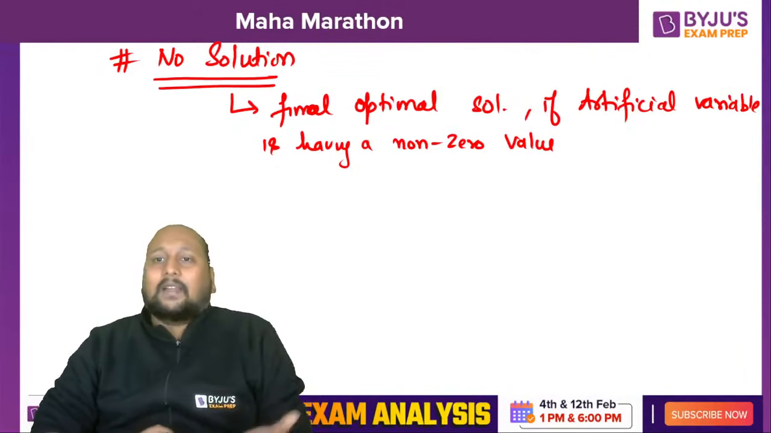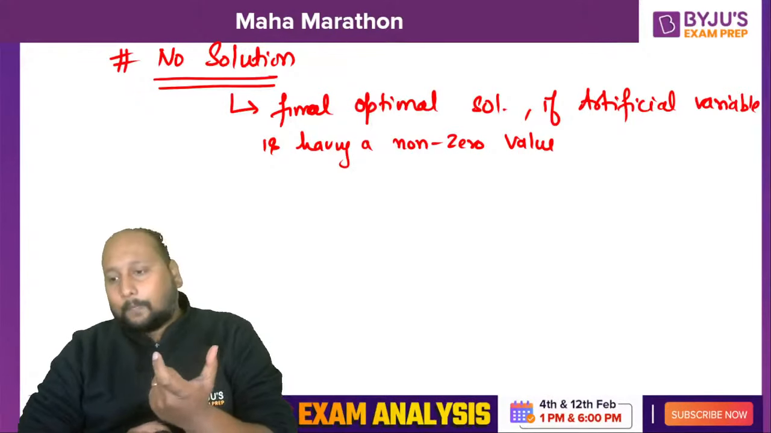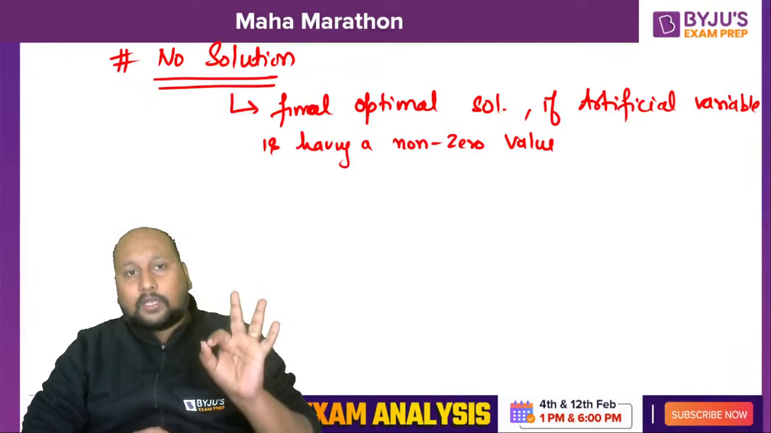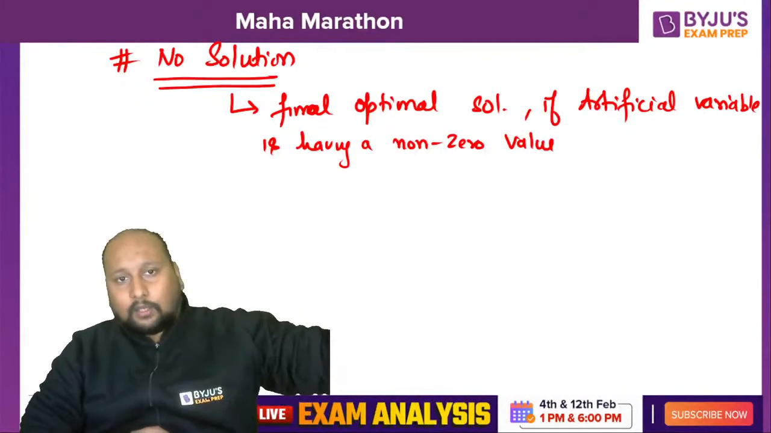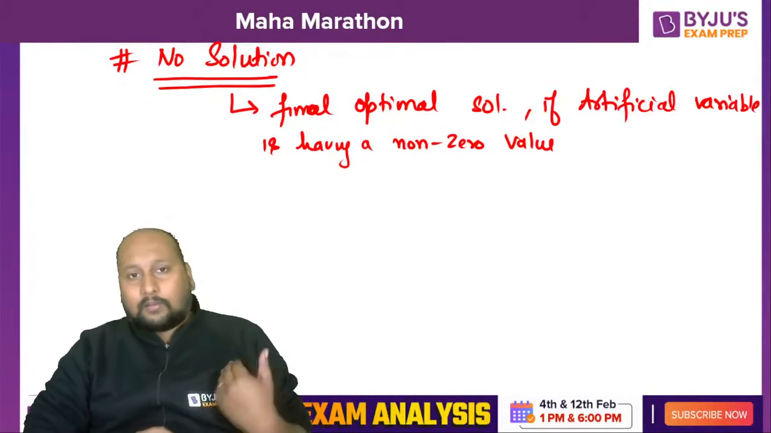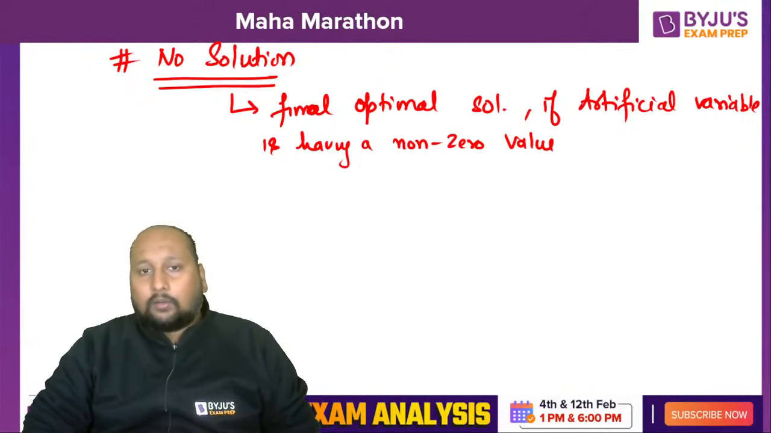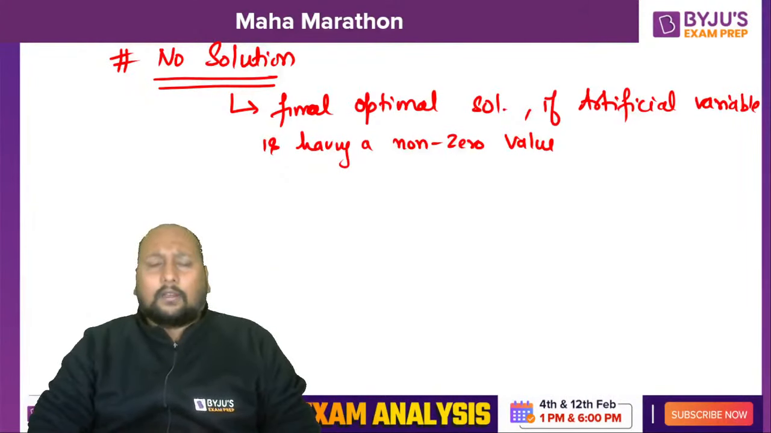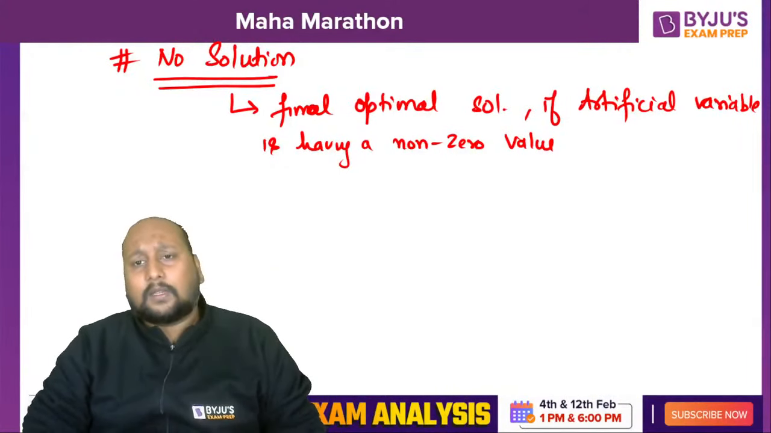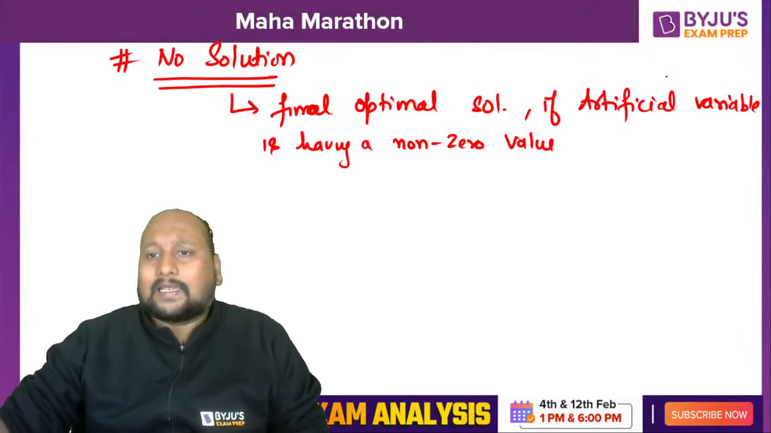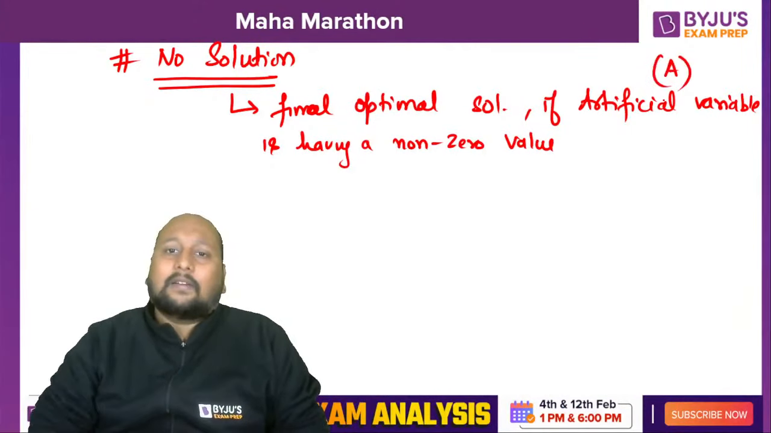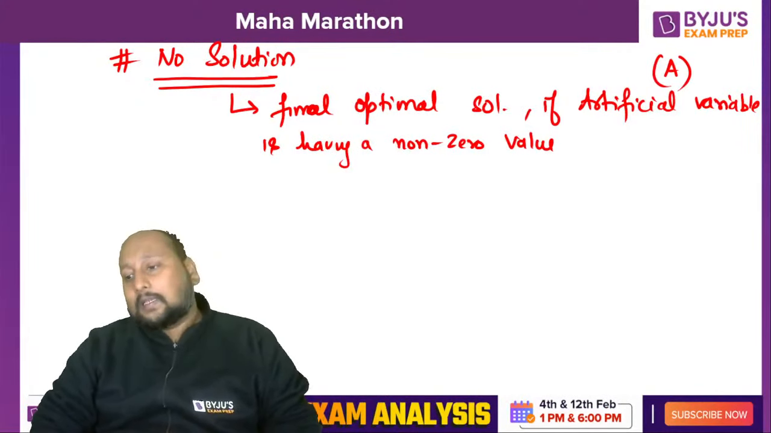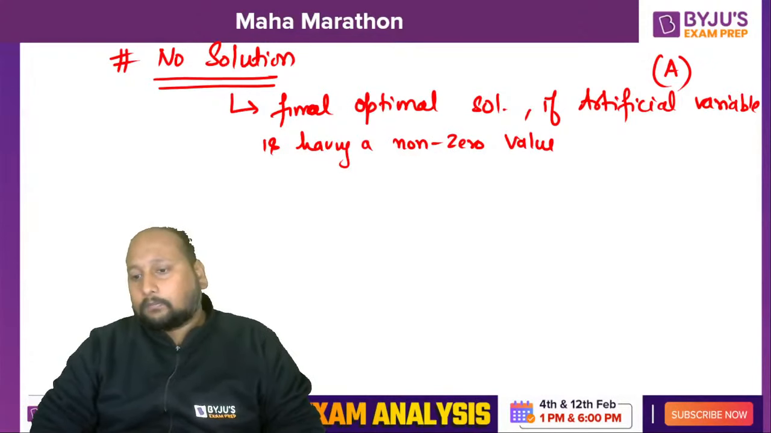And how are we getting this artificial variable? By using the big M method, right? I hope everyone knows the big M method we are using. We have taken examples during our classes also, during our marathon also, so you can revise that. Just a quick understanding of how we can identify no solution using the simplex method: if the artificial variable, which I have denoted as capital A, is present in the final optimal solution, then we call that kind of solution no solution, right?